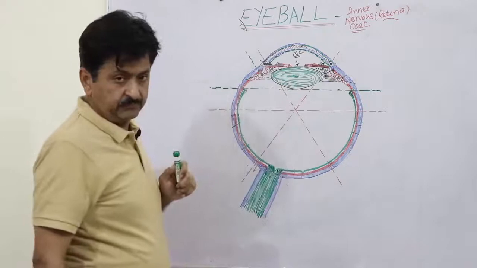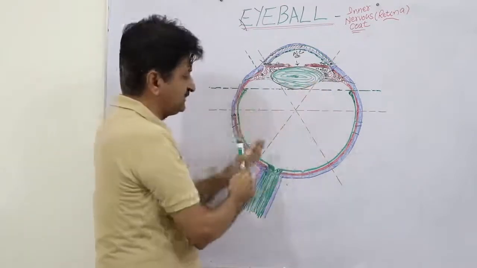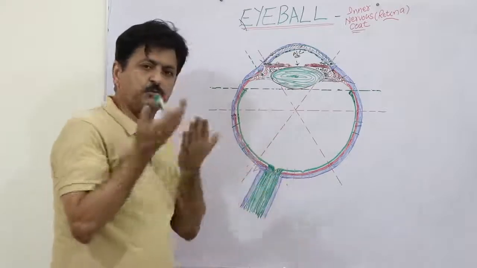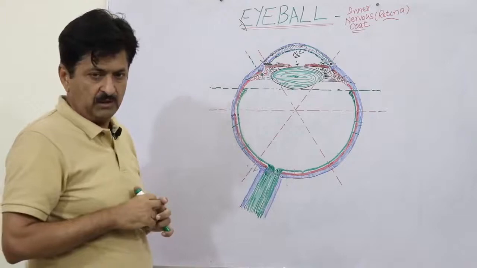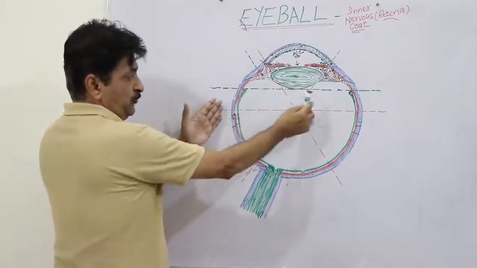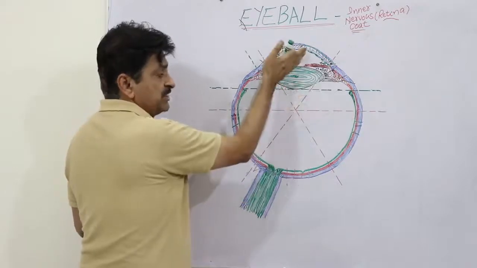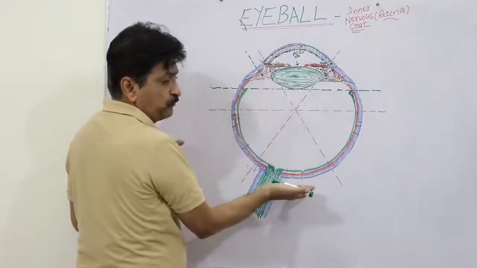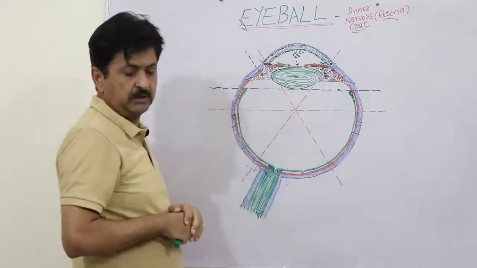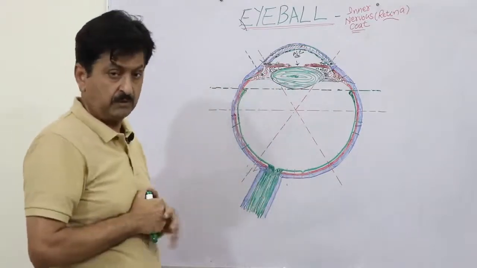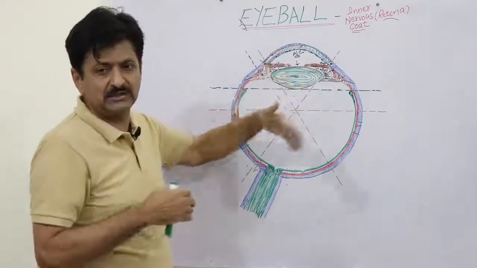It occupies only the posterior 4/6, which means the retina is related to the posterior segment, or posterior compartment, of the eye. This line divides the eyeball into the anterior 2/6 and the posterior 4/6. So the retina is related to the posterior 4/6, not the anterior 2/6. The anterior 2/6 is called the anterior compartment.